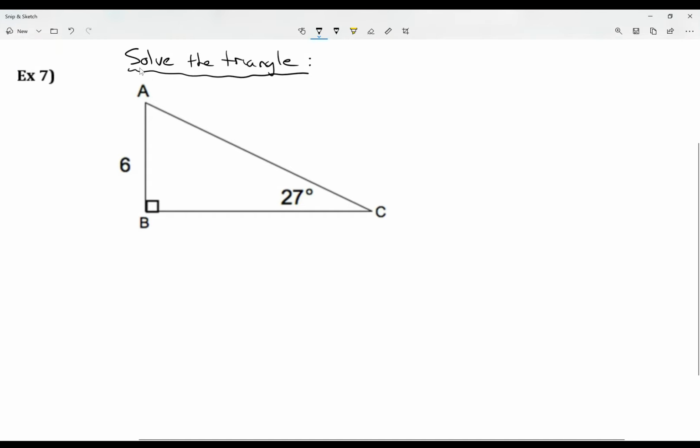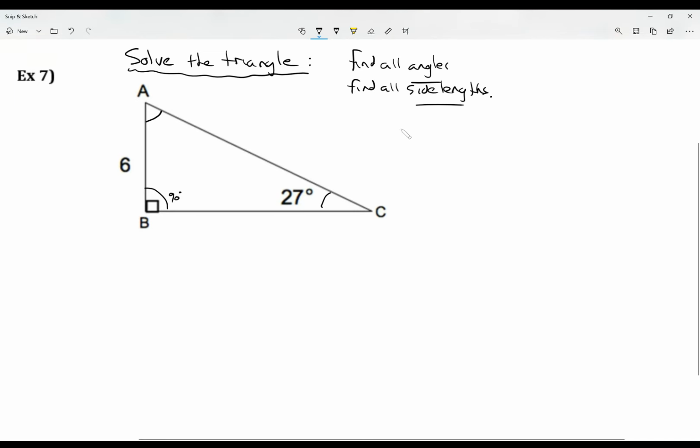But anyways, we need to solve this triangle, which means we want to find all angles and find all side lengths. I know that angle C here is 27. I know angle B is 90 degrees. That's what that means. I don't know angle A. Is there a way for me to find angle A that is not trigonometry? Like a quicker way to do it?